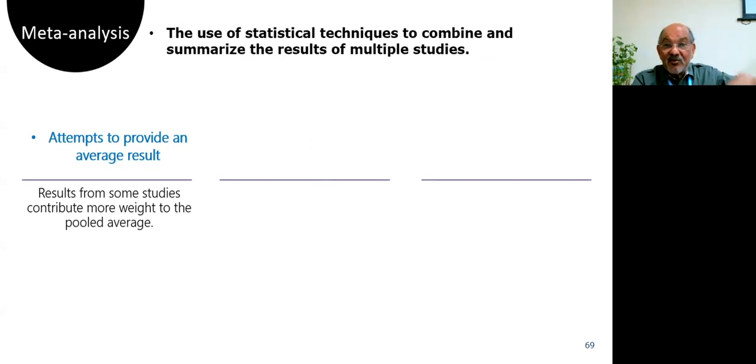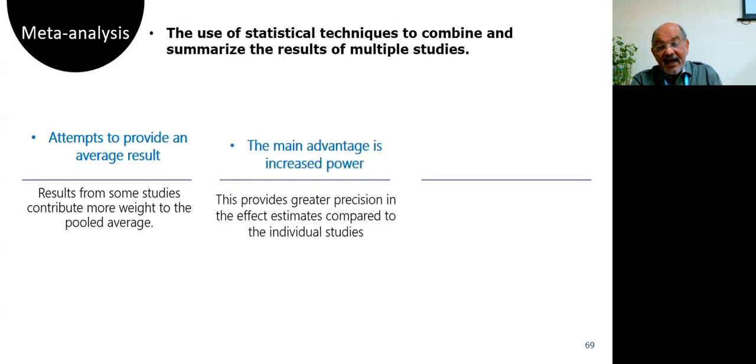What's the average result from these trials? A weighted average, right? And the advantage is that because you're increasing your sample size, you get more power and therefore more precision in your results. That's the idea of trying to combine.